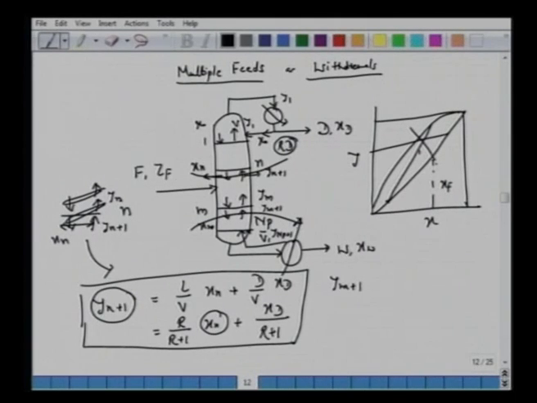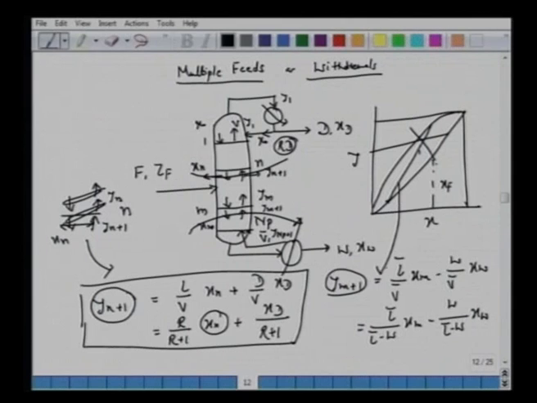So we have taken another envelope here. Yn plus 1 equals L bar over V bar Xm minus W over V bar XW, or we can also write it as L bar over L bar minus W Xm minus W over L bar minus W into XW. Again, this operating line 2 connects Ym plus 1 to Xm. So then we had the number of trays.